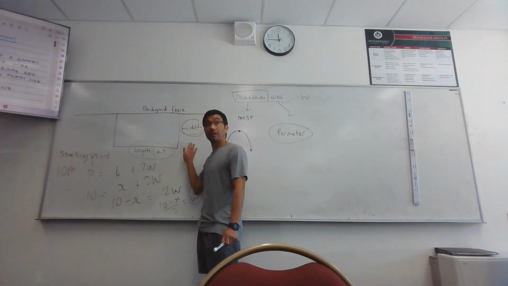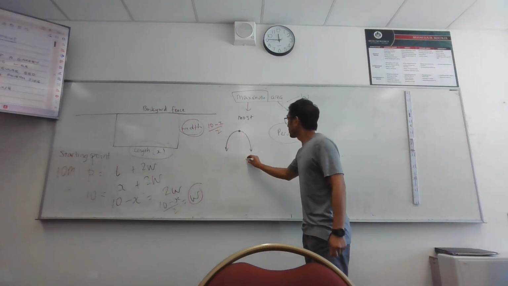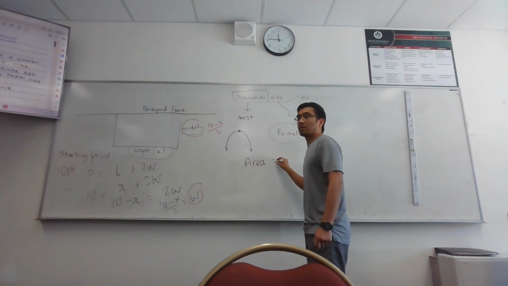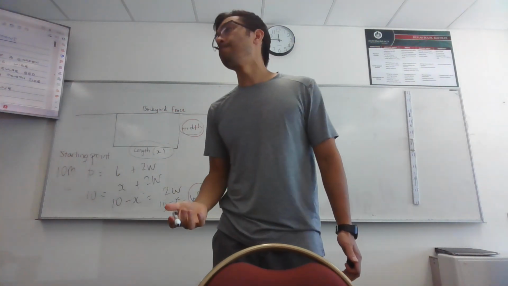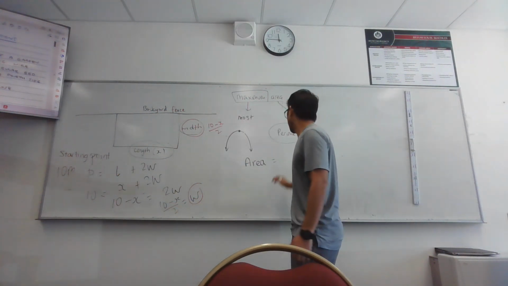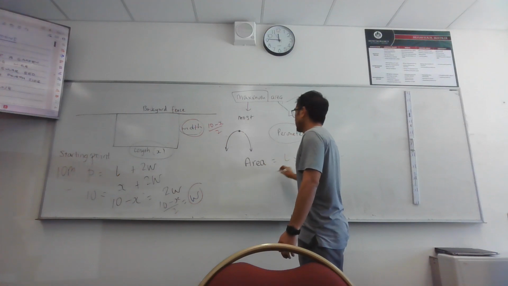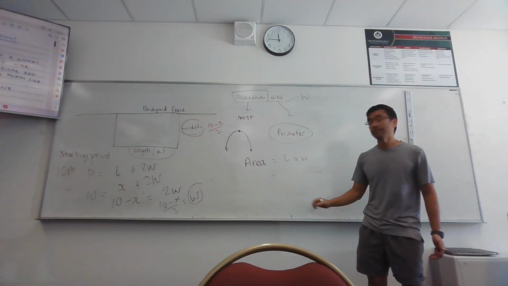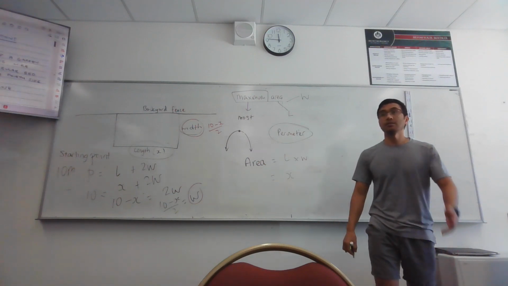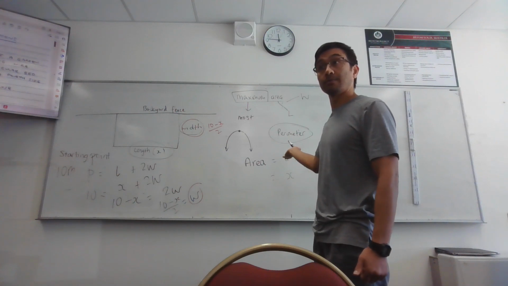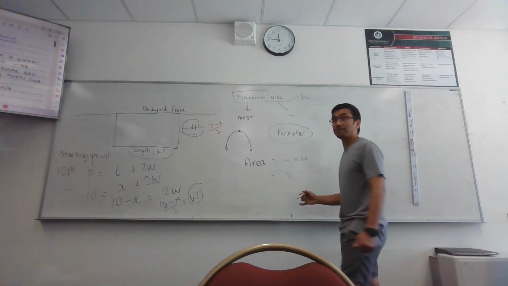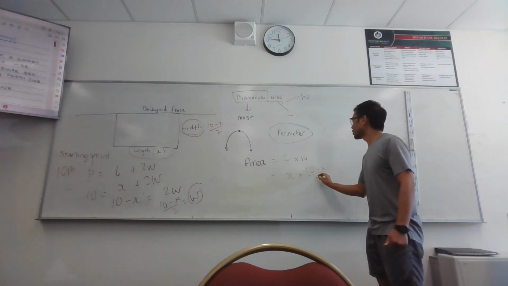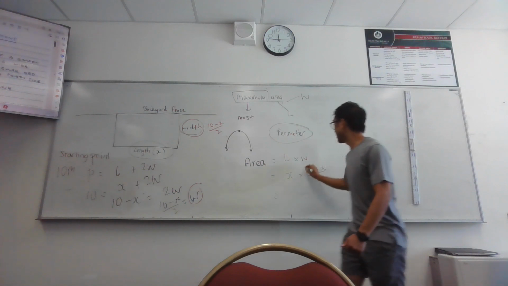And if we can get an area now, what's the equation for area of a rectangle? Length times width. But in this question here, what are we going to replace L with? X. And what are we going to change W with? 10 minus x over 2. 10 minus x on 2.